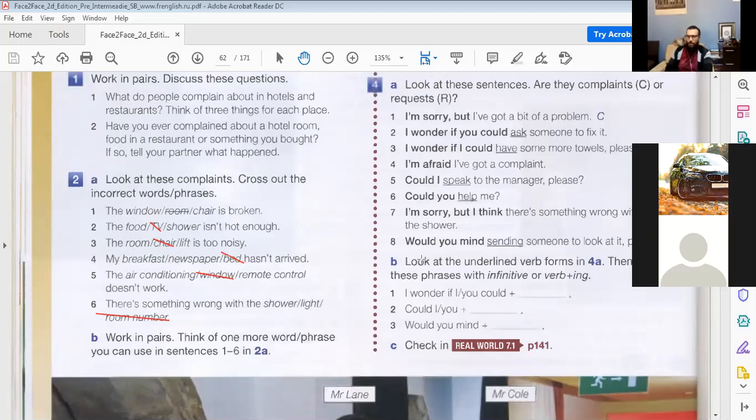Okay, so we don't have lots of examples here. What about number four? My breakfast hasn't arrived. My newspaper hasn't arrived. What else hasn't arrived?